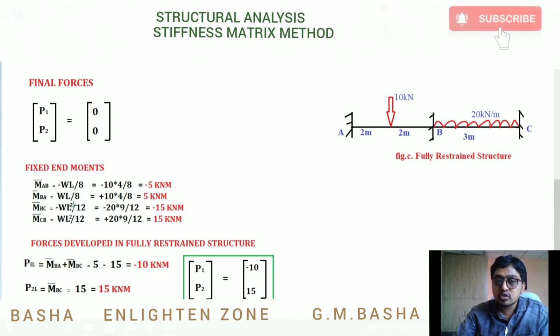So therefore L squared will be 3 into 3, that is 9. And if you divide by 12 and simplify, you will get minus 15 kilonewton meter, and for this one 15 kilonewton meter. These are our fixed end moments.